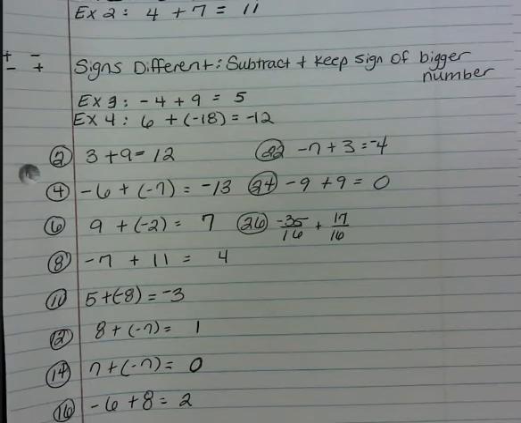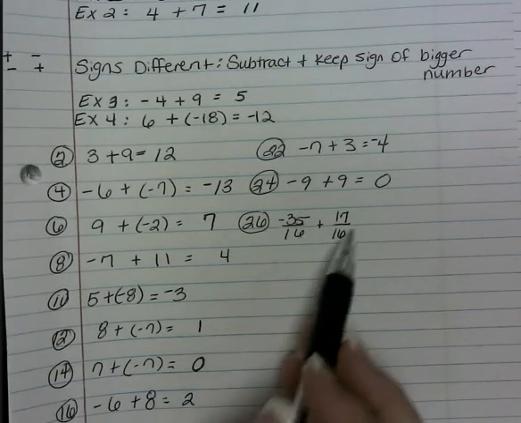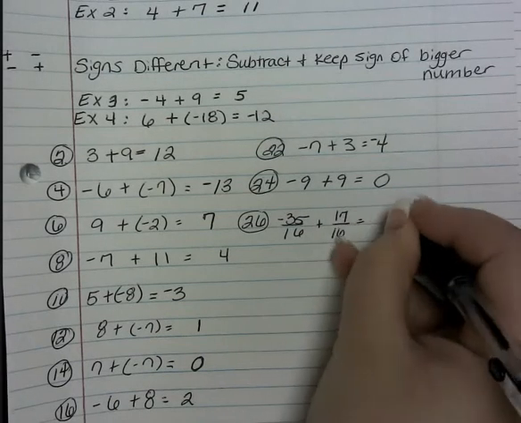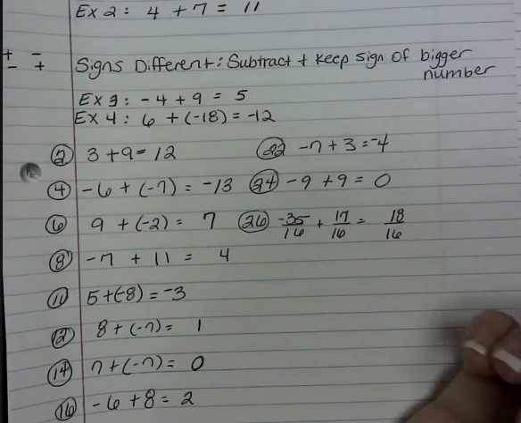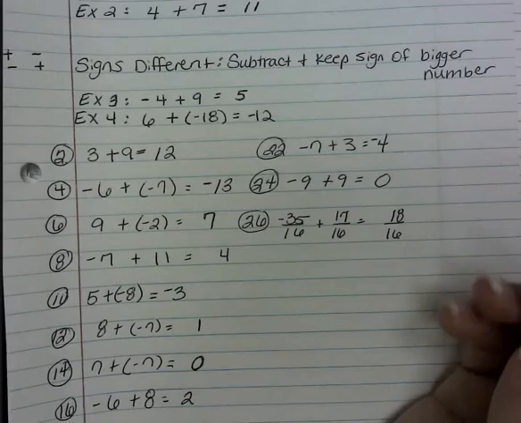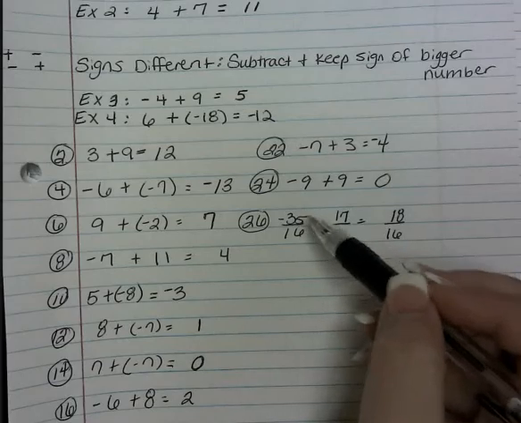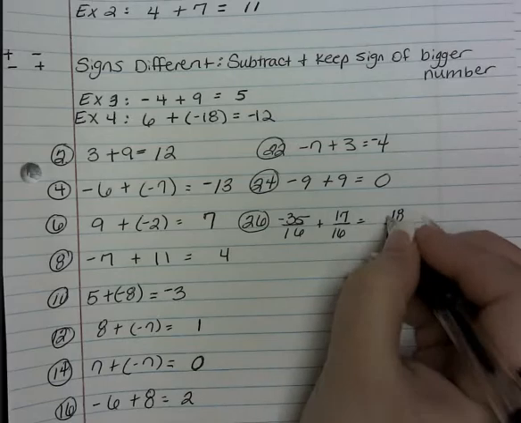So let's look. You're adding and your signs are different. You've got a negative number and then a positive number. So that means that you're going to subtract, okay? So 35 minus 17 is 18. And remember, you keep that denominator of 16. And you know the sign of your answer based on which number was larger. So that 35 was larger than the 17. And since the 35 was negative, that means that our answer will be negative.